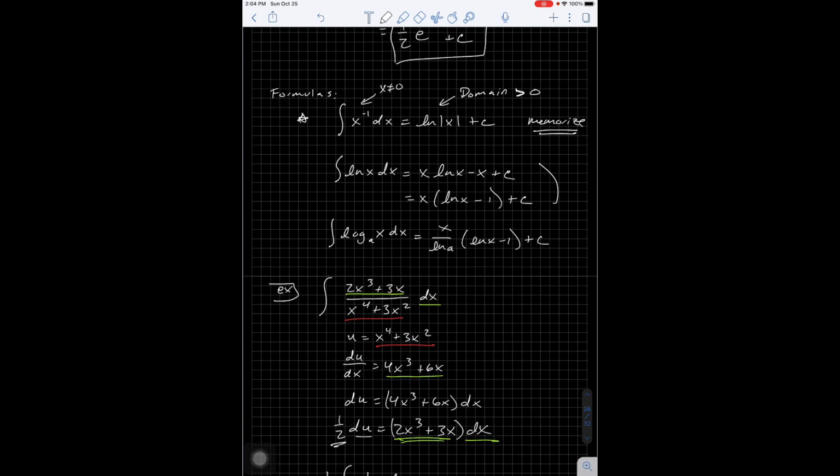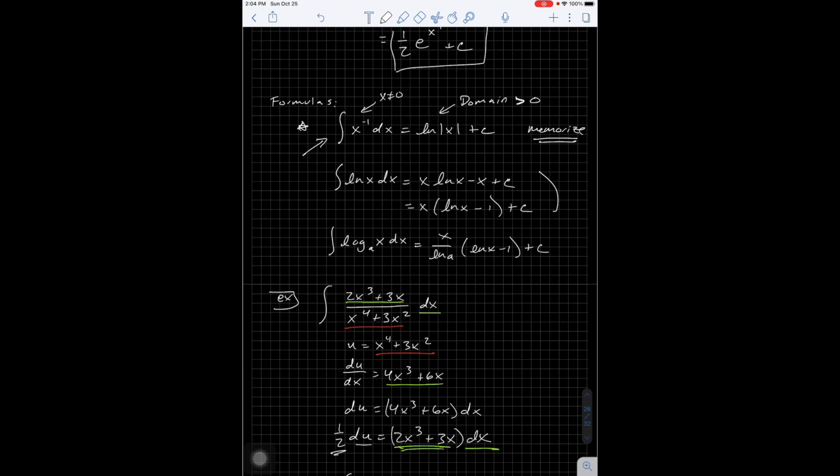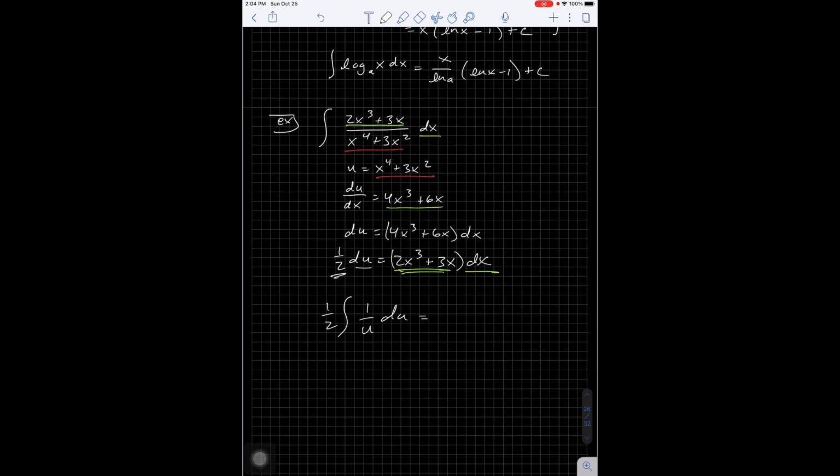And as we saw here, the integral of x to the negative 1, or 1 over x, is going to be ln of the absolute value of x. Only now we're using u. And then I substitute back in for u. So this is going to be x to the 4th plus 3x squared.